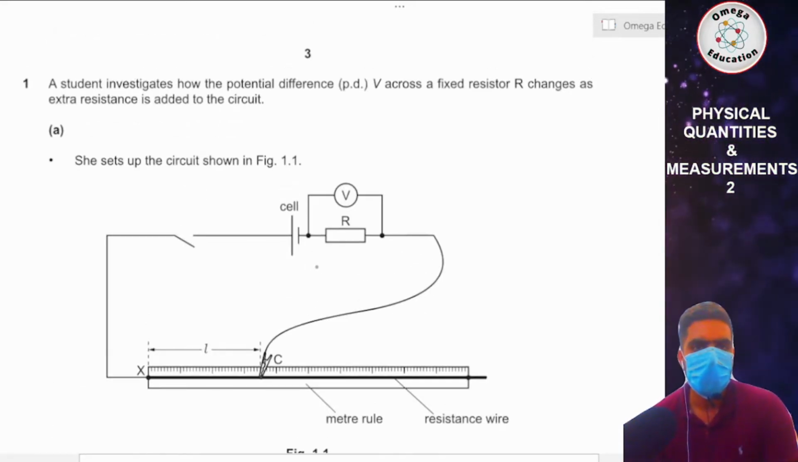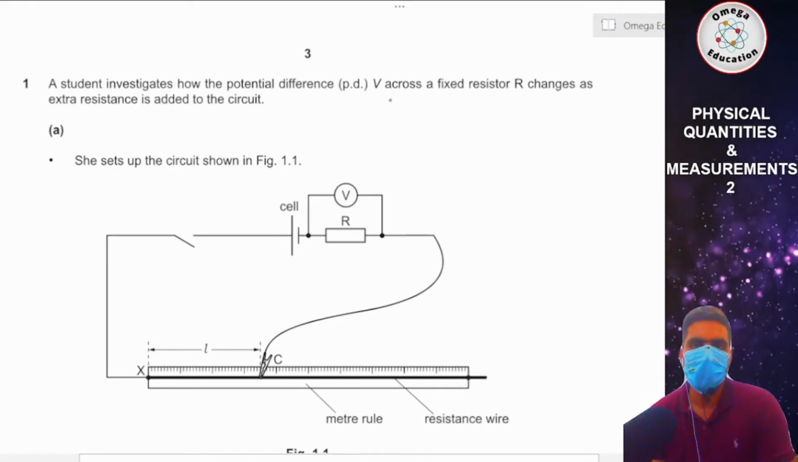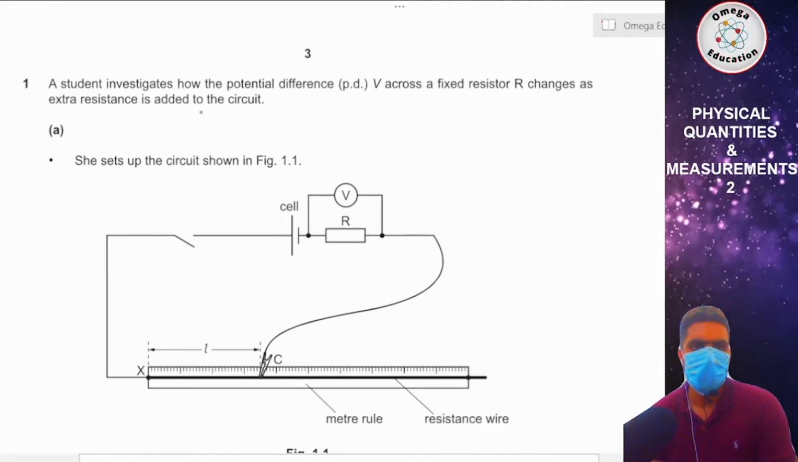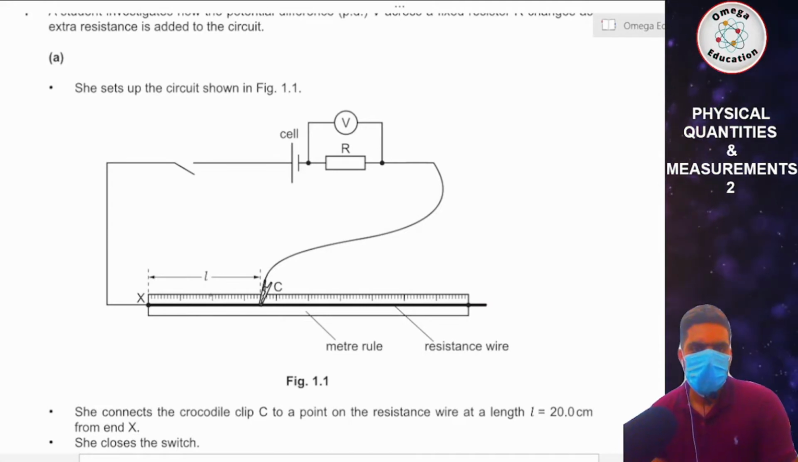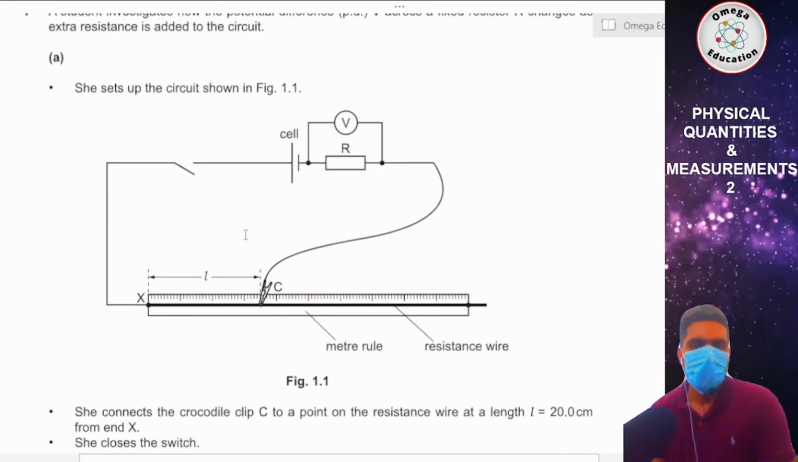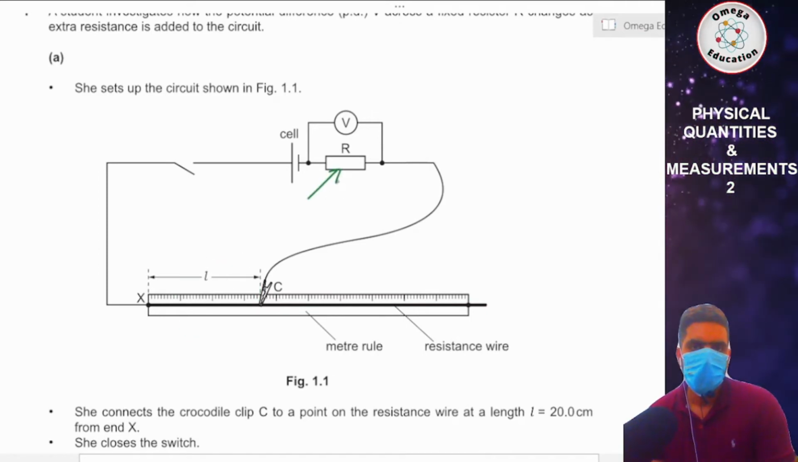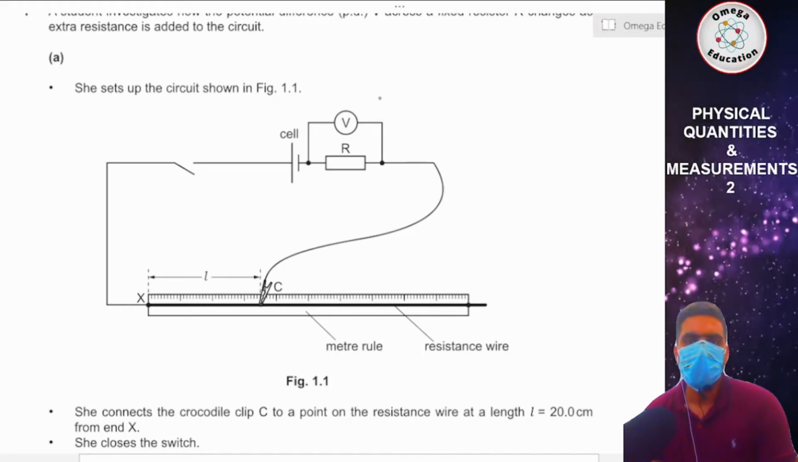A student investigates how the potential difference across a fixed resistor changes as extra resistance is added to the circuit. We have had so many questions about this, and there is a circuit that they have shown. They are adding the extra resistance from here, and the fixed resistance is over here, which is connected with the battery. There's a switch as well, and across the resistor there's a voltmeter over here.